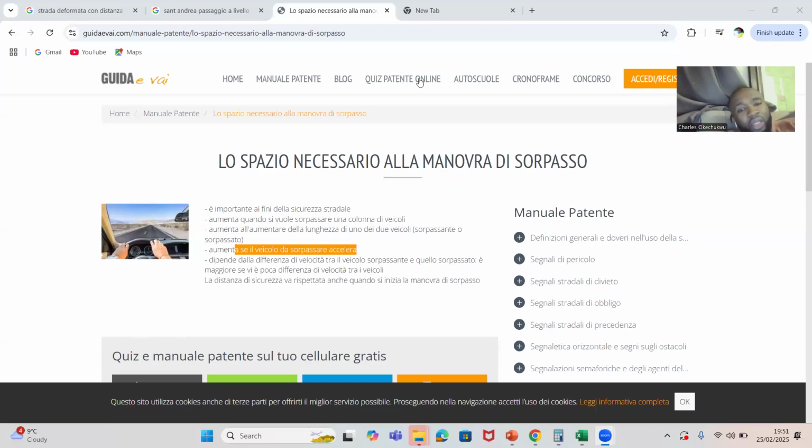So, guys, "aumenta se il veicolo da sorpassare accelera." Aumenta means increase. Aumenta doesn't mean aderenza. Aderenza is a different thing from aumenta. They say now this necessary distance for the overtaking to take place, that action of overtaking.